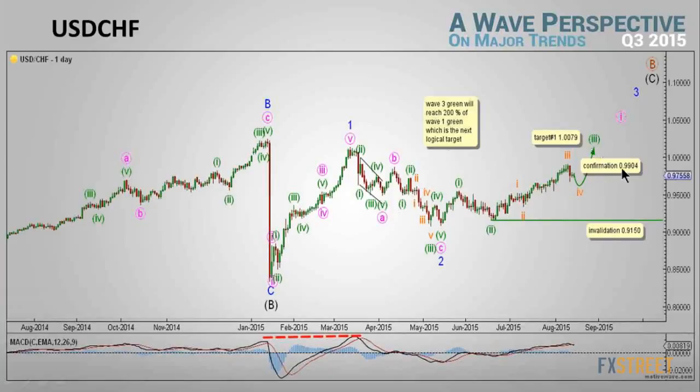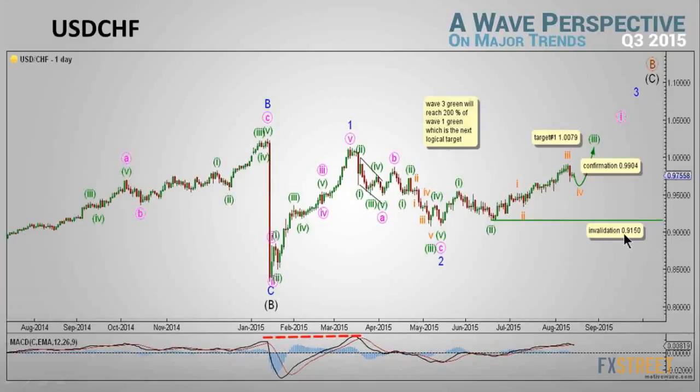This count will be confirmed by movement above 0.9904, and we have a target for the completion of wave 3 green at 1.0079, as at that level wave 3 green will reach 200% the length of wave 1 green, which is the next logical target for the completion of wave 3 green, since wave 3 green already exceeded 1.618, which is the common target for the completion of third waves.